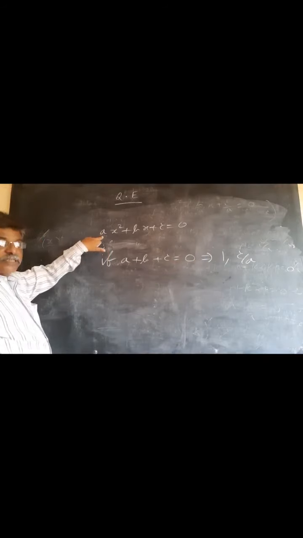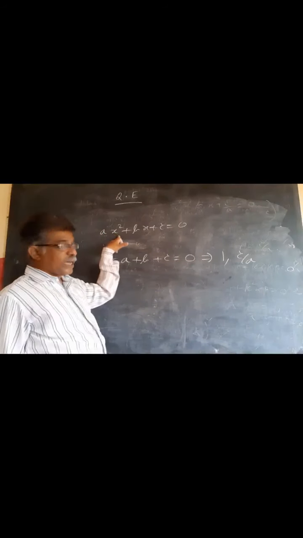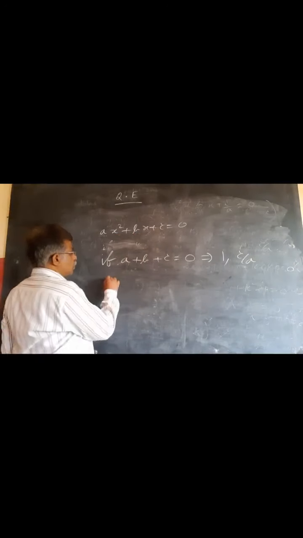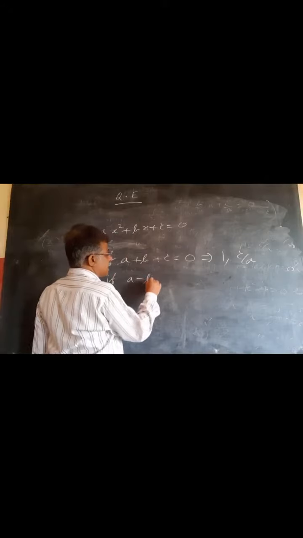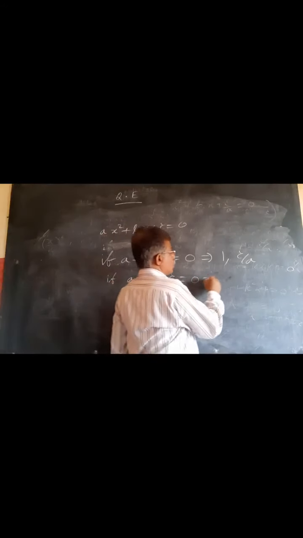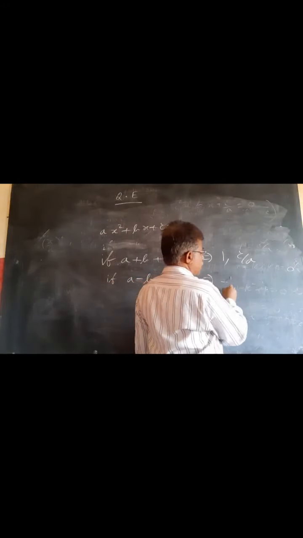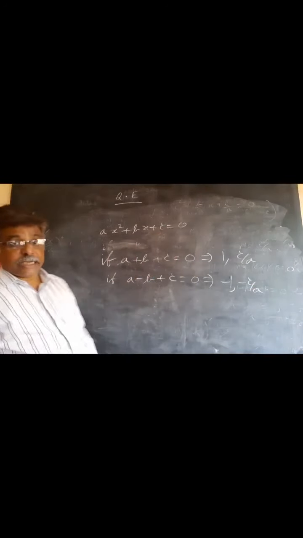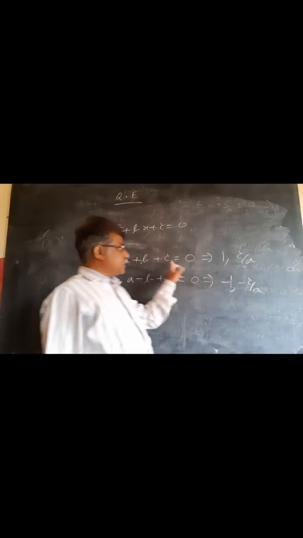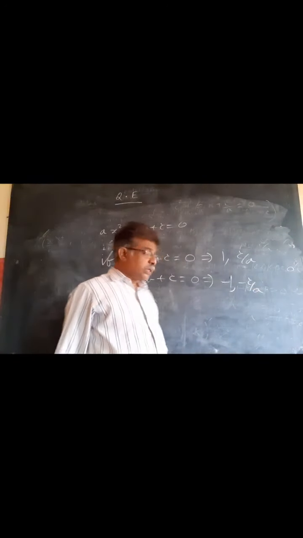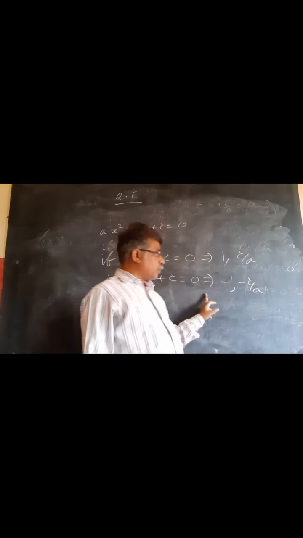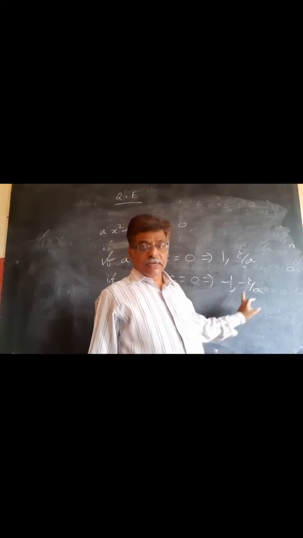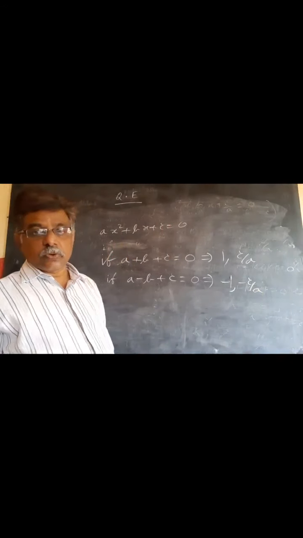Similarly, if I replace x with minus 1, what happens? a into minus 1 square plus b into minus 1, that is minus b, plus c. So if a minus b plus c equal to 0, then minus 1 is a root, and the other root is like the same, c by a, which automatically becomes minus c by a. So if a plus b plus c is 0, 1 comma c by a are the roots. If a minus b plus c equal to 0, then minus 1 comma minus c by a are the two roots.